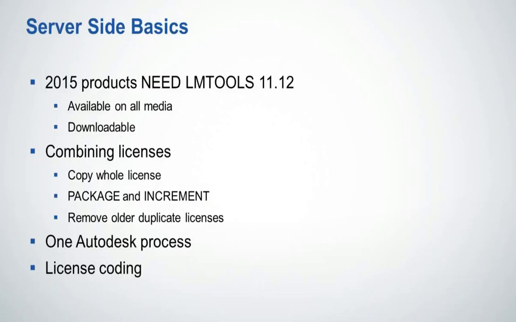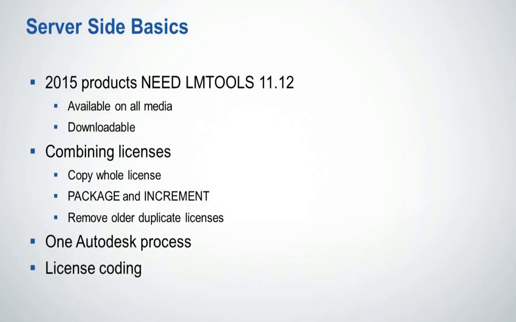It's also important to remove older duplicate licenses. Now, I'm going to describe this. It's a little confusing to some people, but it's important to note. If, for instance, you were on AutoCAD 2014 and you had 5 seats of the product, if you were upgrading to 2015, you do not have 5 seats of 2014 plus 5 new seats of 2015, which would equal a total of 10 seats. You don't have that. You have 5 seats of 2015.